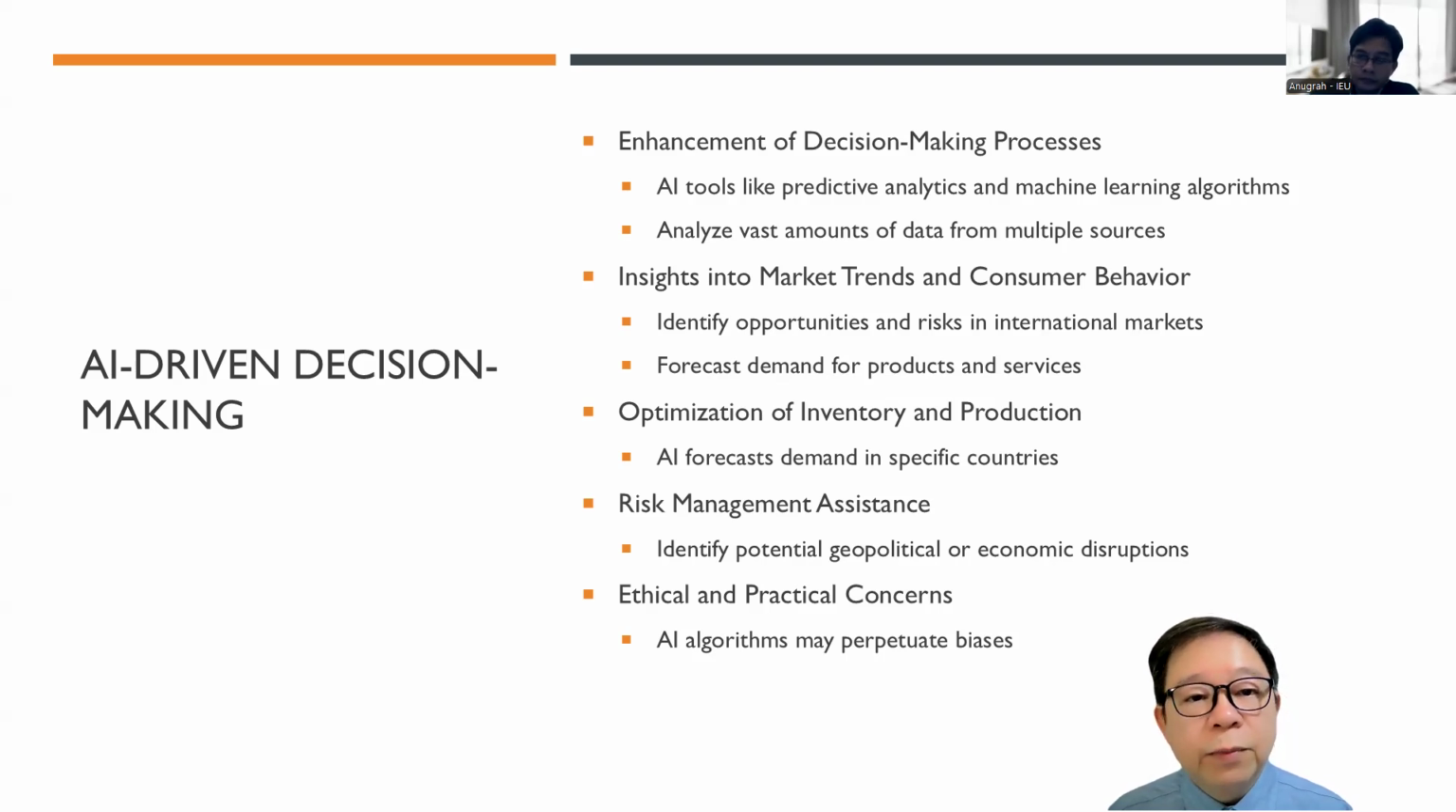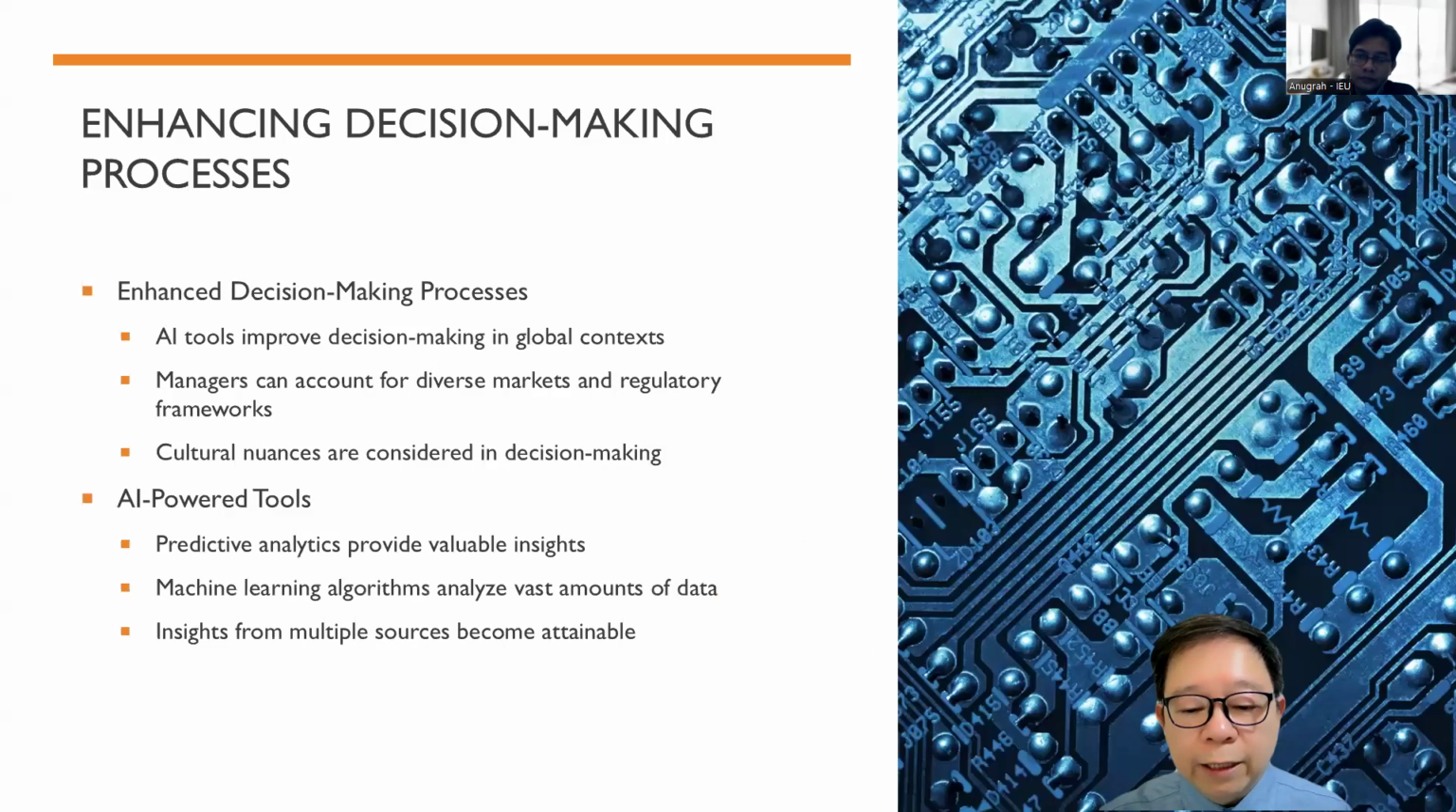Also, I think ethics is very important, right? So we want to look at the ethical and practical concerns. AI algorithms can be neutral and not biased. So look at enhancing the decision-making process. What kind of process can we explore? AI tools improve decision-making in a global context because the data for our AI tools is actually collected from all over the world. So it can help us to look at the global aspect. Managers can account for diverse markets and look at different government regulations. The cultural aspects are very essential, especially when considering decision making.